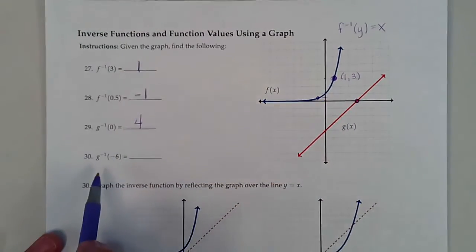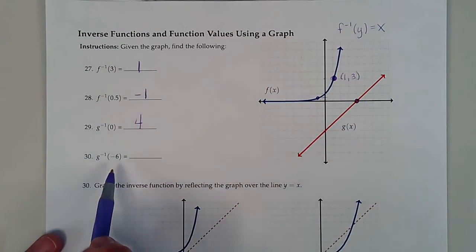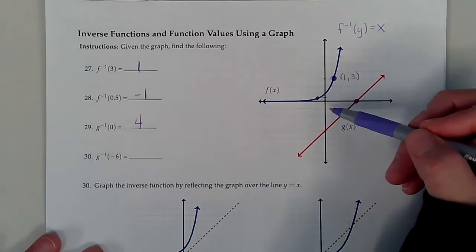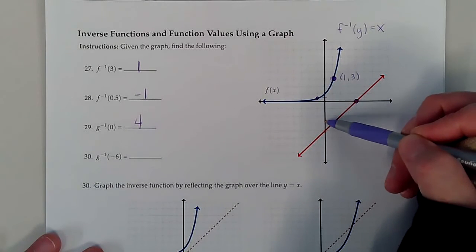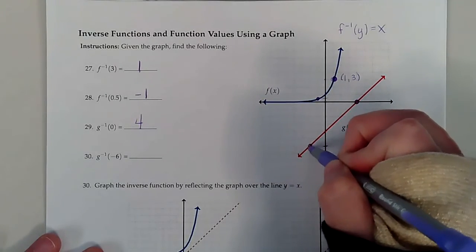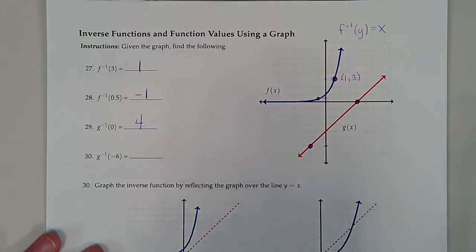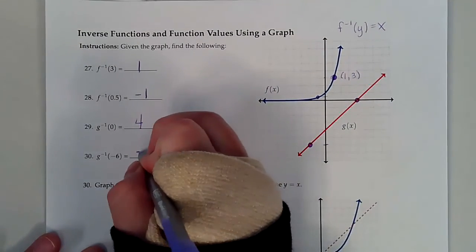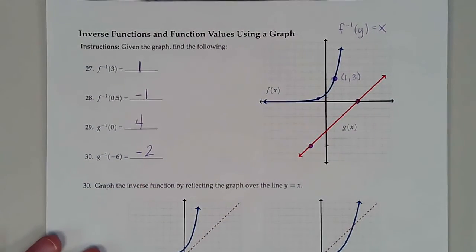Right, and then last but not least, g inverse of negative 6. So when y is negative 6, what value of x do we have on g of x? So 1, 2, 3, 4, 5, 6. So here is that point right here. And that x value that goes with that is negative 2. All right, so there are some inverse function values using a graph.